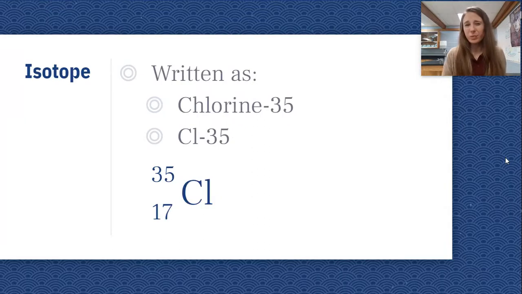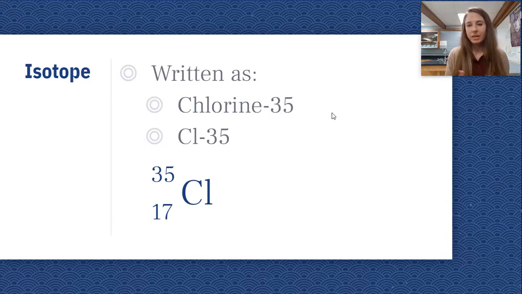Now there's a couple of different ways to write out an isotope. You can either write it with the name of the element dash the mass number. Okay, remember the mass number is the protons plus the neutrons. So chlorine-35 is telling you that you have an atom of chlorine, so you could figure out how many protons and electrons are in that atom.